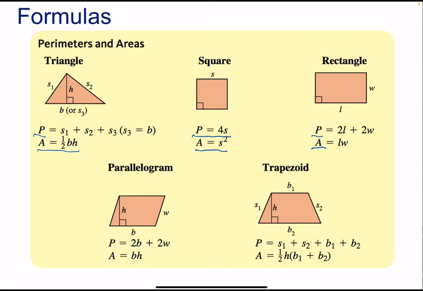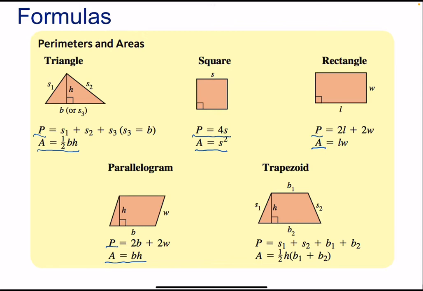Parallelogram is a polygon that has parallel opposite sides. So its perimeter equals 2B plus 2W because the opposite sides are equal and also parallel. And area equals B times H. So H is the height drawn to one side, which is called the base, from one vertex. Okay.